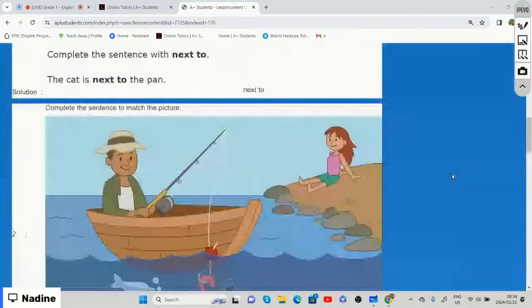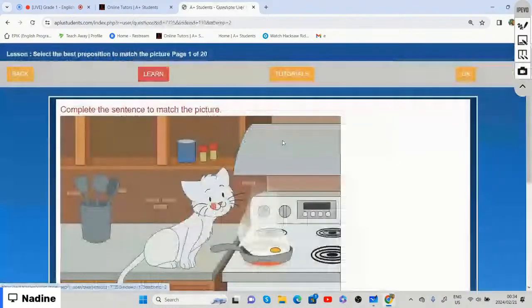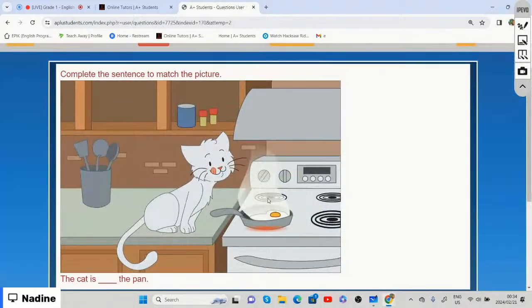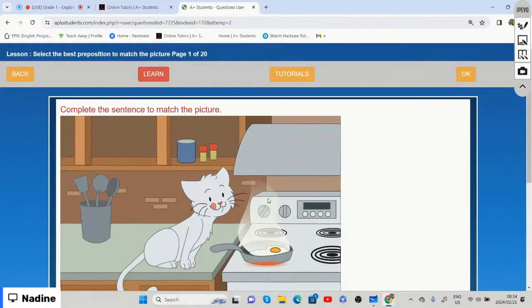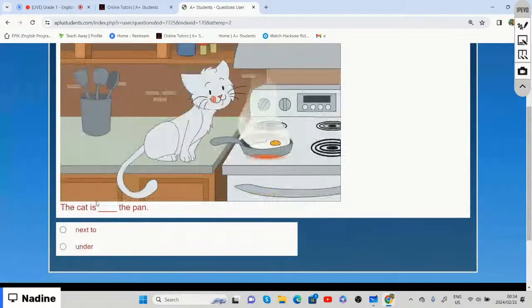And now let's go to our test. We're going to begin our test and we're going to match the picture with the correct sentence. The cat is the pan. Is the cat next to the pan or is the cat under the pan?